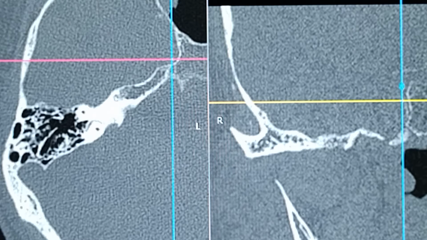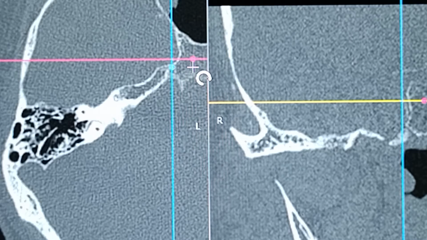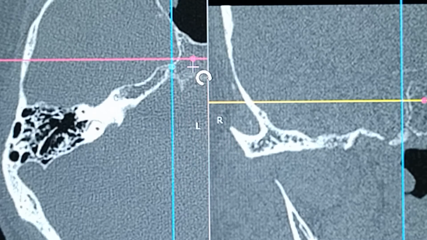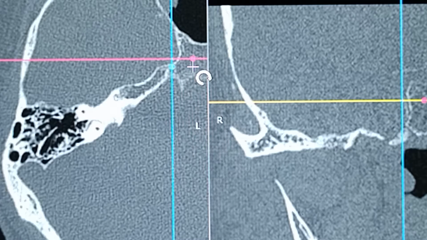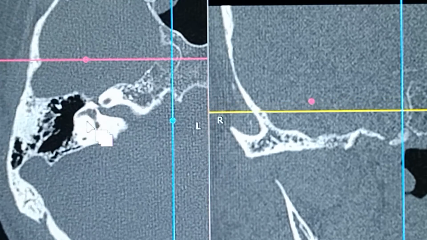So this is the cavernous carotid, and it eventually ascends up to become the paraclinoidal, and then the cisternal part. It becomes intracranial, cisternal, and it gives off the ophthalmic artery and the superior hypophyseal artery, and then it further terminates into the ACA and the MCA. So basically this is the course of the internal carotid artery as seen on the temporal bone.